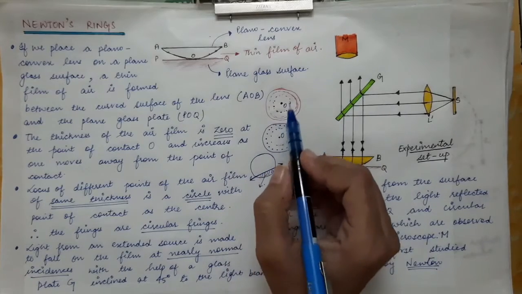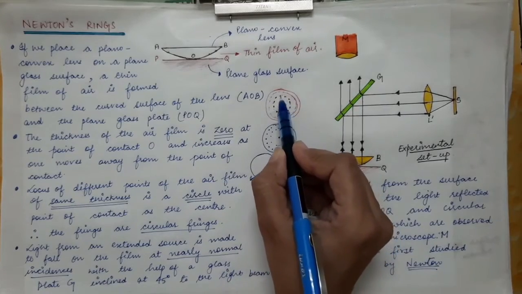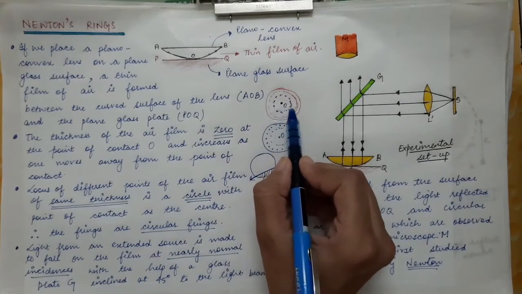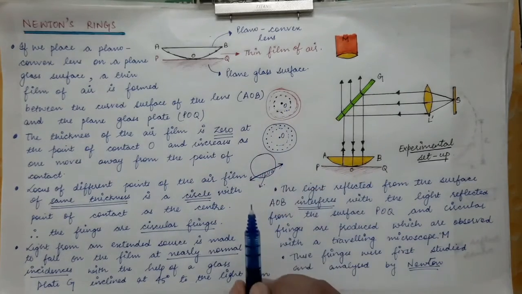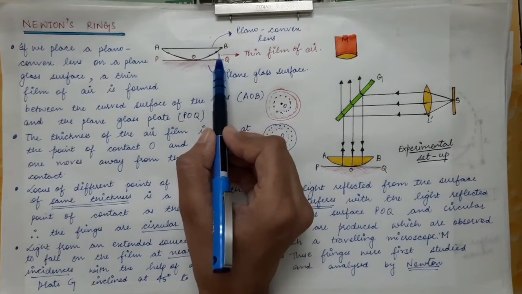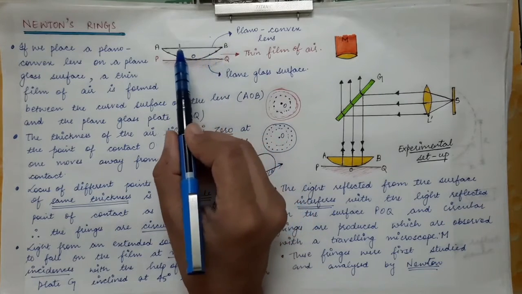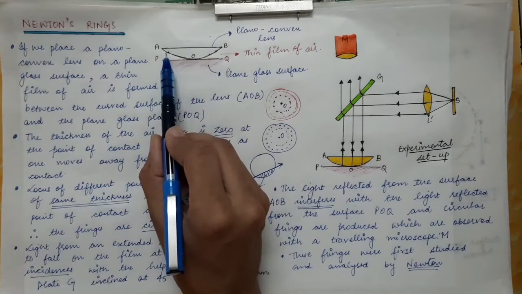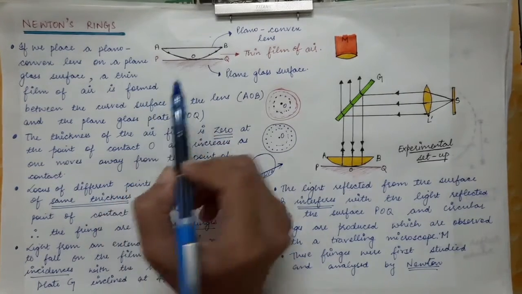So this will be the point of contact, and the points which lie on the circumference of a particular circle are at equal distance from the point of contact. So these points lie on the same thickness of air film. Let's suppose at this point the thickness of the air film is 1 millimeter. Symmetrical to this point, there is another point at an equal distance from the point of contact, and the thickness of the air film will be 1 millimeter in this case also.